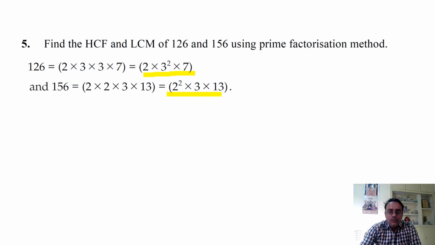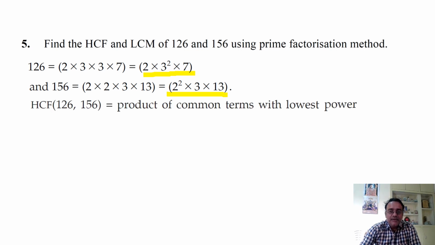So now, what is HCF? The product of all common prime factors with lowest power. Okay, so the lowest power of 2 is 1, and the other common factor is 3, the lowest power of 3 is also 1. So 2 to the power 1 into 3 to the power 1, that is equal to 6.